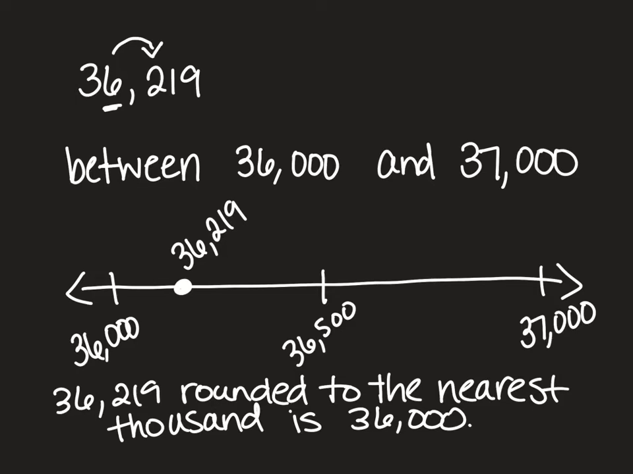Okay, so let's look at this same number. We're going to round it to a different place. So we're going to take 36,219. This time I want us to round it to the nearest 10,000. So what digit is in the 10,000s place? Maddie? 3. So we're going to underline the 3. Then we draw an arrow to the digit to the right. That digit is going to help us in determining what we want to round it to.